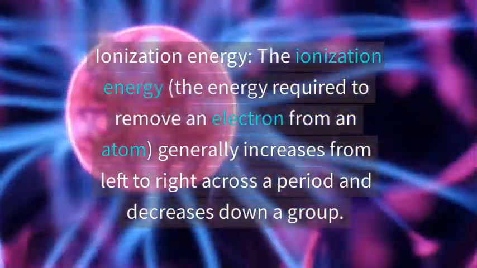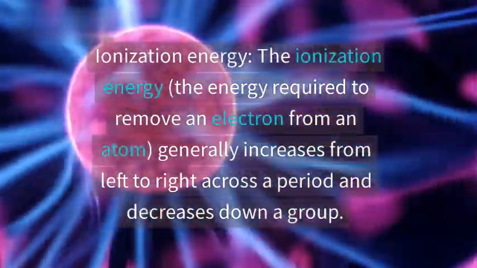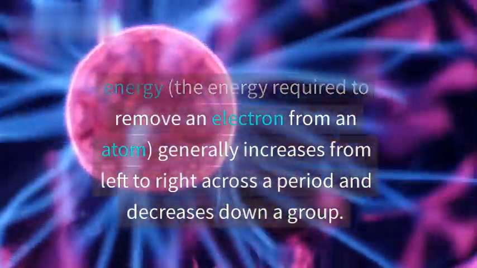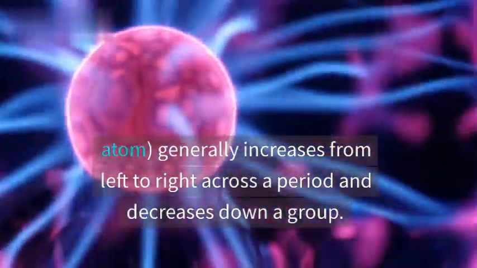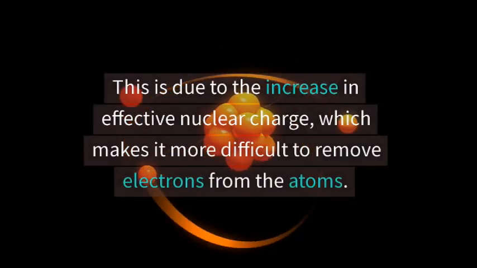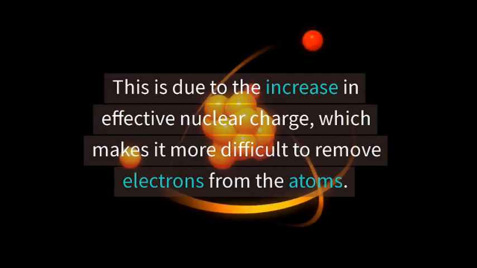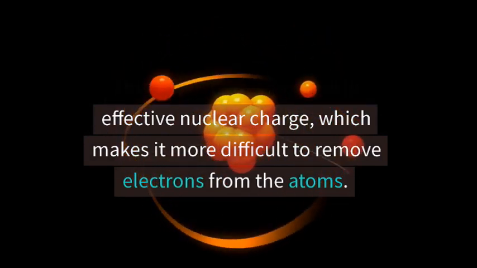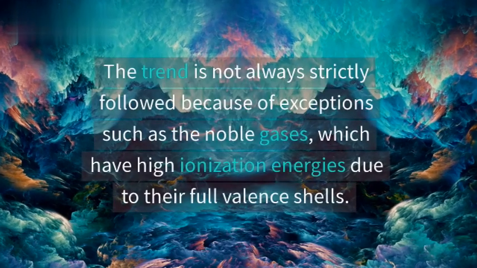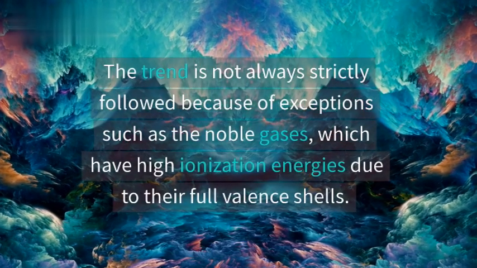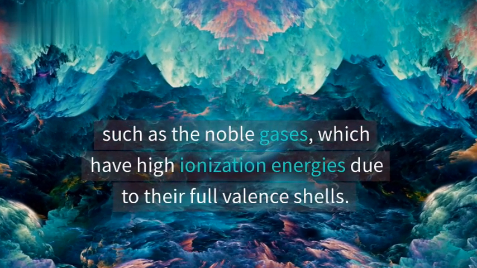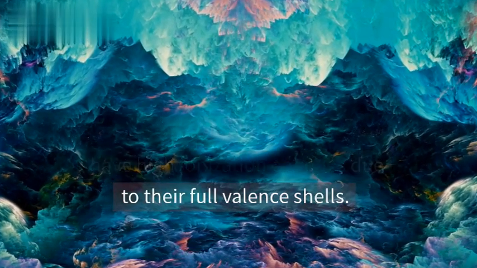Ionization energy. The ionization energy, the energy required to remove an electron from an atom, generally increases from left to right across a period and decreases down a group. This is due to the increase in effective nuclear charge, which makes it more difficult to remove electrons from the atoms. The trend is not always strictly followed because of exceptions such as the noble gases, which have higher ionization energies due to their full valence shells.